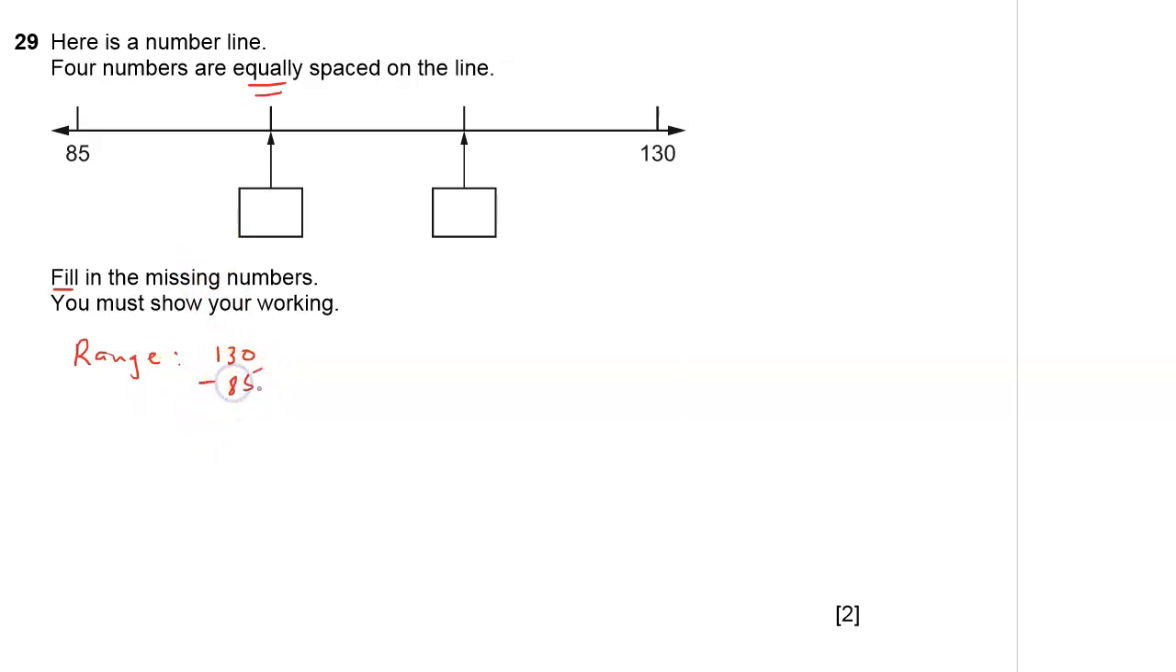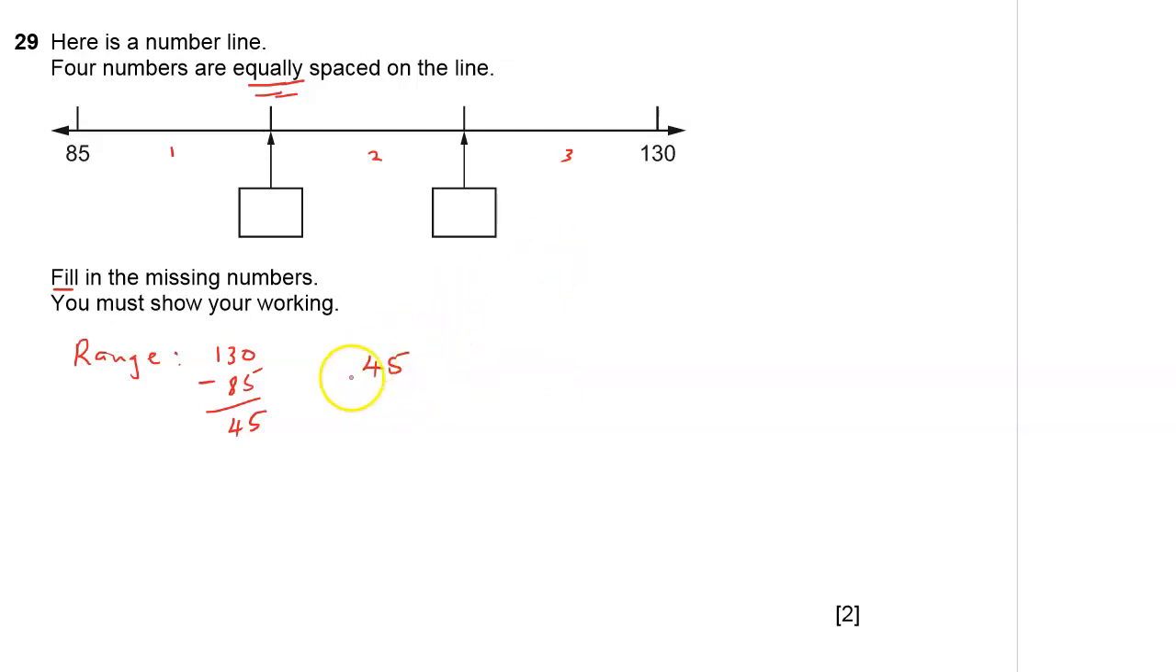So 130 take away 85, this gives us 5. 12 minus 8 gives us 4. So the range is 45. So this range is divided in equal spacing, don't forget. So what are these equal spaces? How many spaces do we have here? We have space number 1, space number 2 and space number 3. Therefore, we take our range, which is 45, and we divide it by 3.